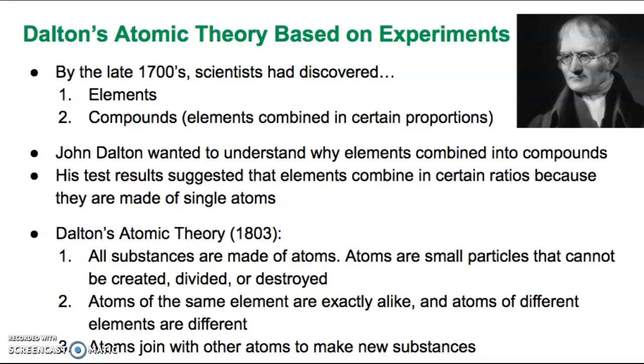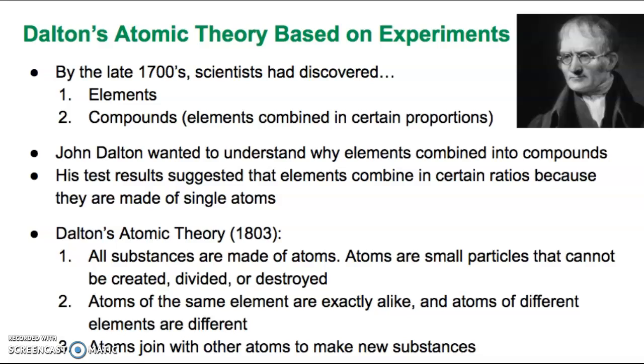Dalton compiled all of his theories in 1803 into one atomic theory, and his atomic theory had three parts. It basically said that all substances are made of atoms, that the atom is a small particle that can't be created, divided, or destroyed, basically that everything, doesn't matter what, everything is made up of atoms.